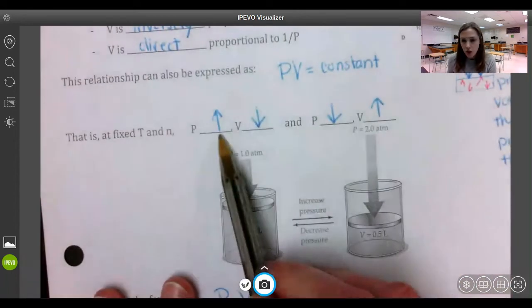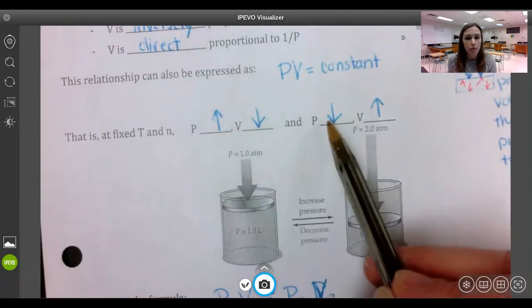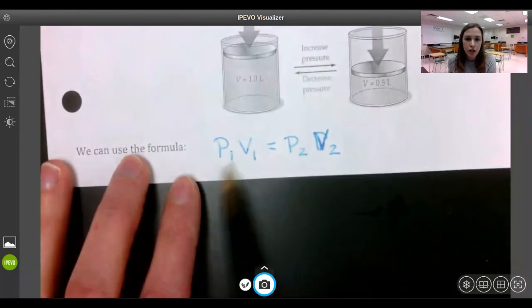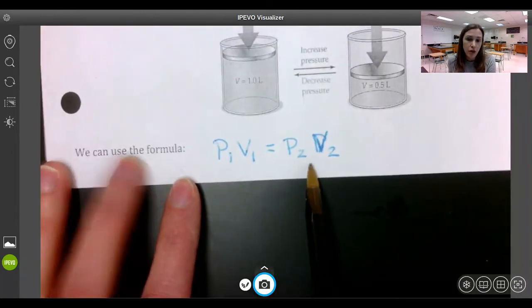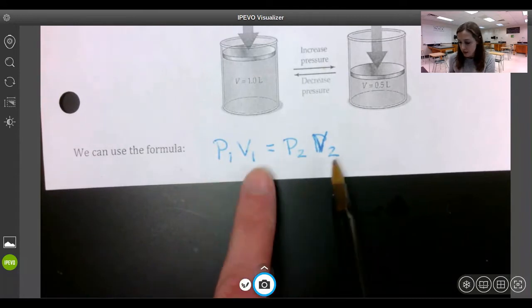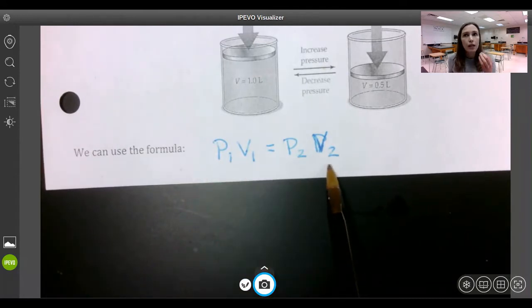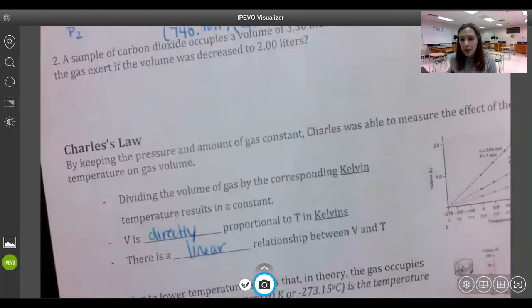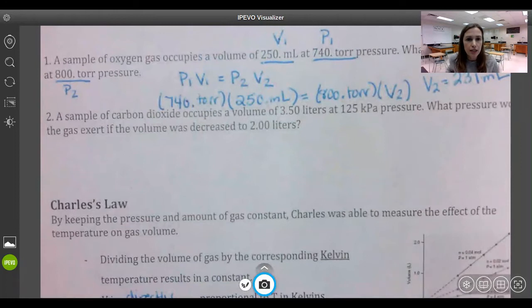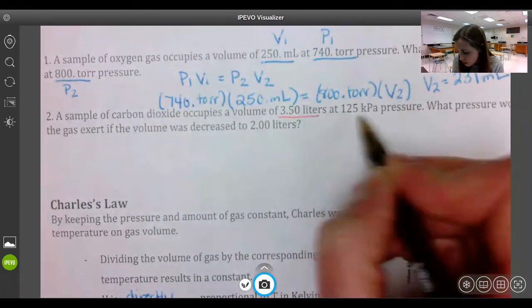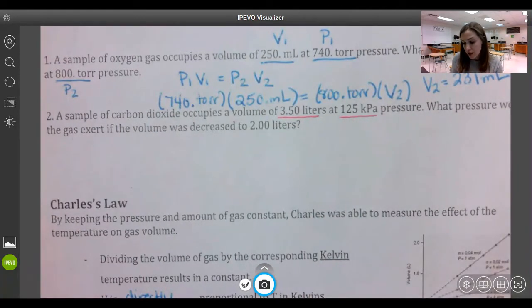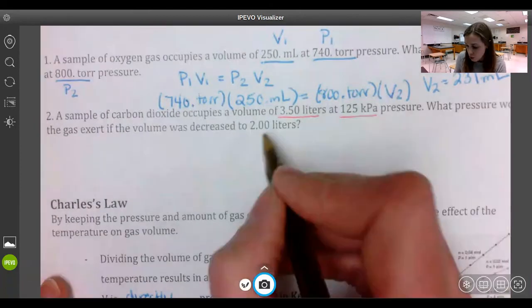So we know then that as pressure goes up, volume is going to decrease, or if pressure goes down, then volume can go up. And then Boyle's law calculation just focuses in on that pressure and volume. As long as the units for pressure are the same and the units for volume are the same, in this case for Boyle's law, we don't have to worry about converting anything. So we already did example 1 on here, so I'm going to look at example 2. We have a sample of carbon dioxide that occupies a volume of 3.5 liters at 125 kilopascals pressure. What pressure will this gas exert if the volume has decreased to 2 liters?